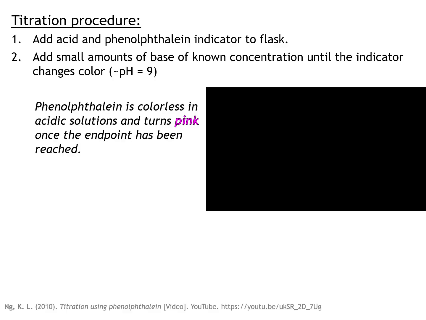So we're going to add some acid and some phenolphthalein to the flask. Then we're going to add small amounts of the base until the indicator changes color. And like I said, that'll be at about a pH of 9. So we're going to be looking for when the solution starts to turn pink.